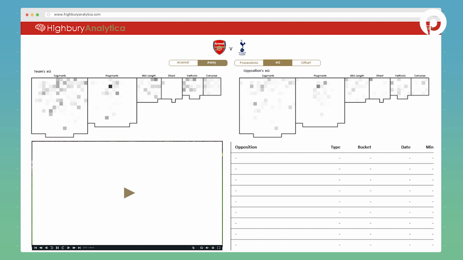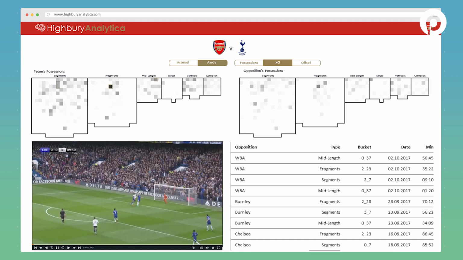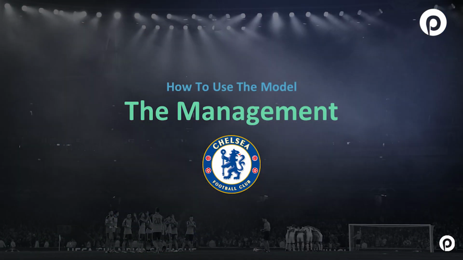This is the XG, so XG for Tottenham, how their expected goals fit into different buckets, and the XG that they concede on the right side. Again, you can select the buckets, and then the coach will be able to see the video. So that's one way a coaching team can use it.